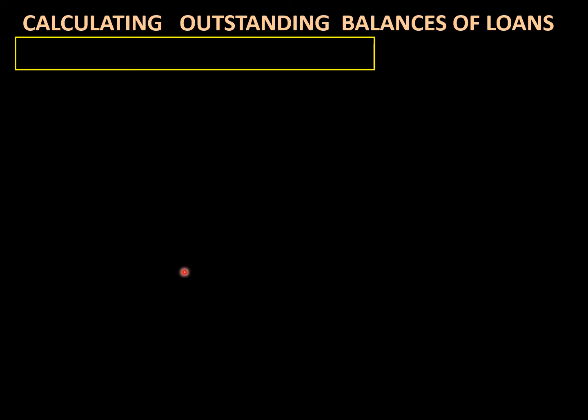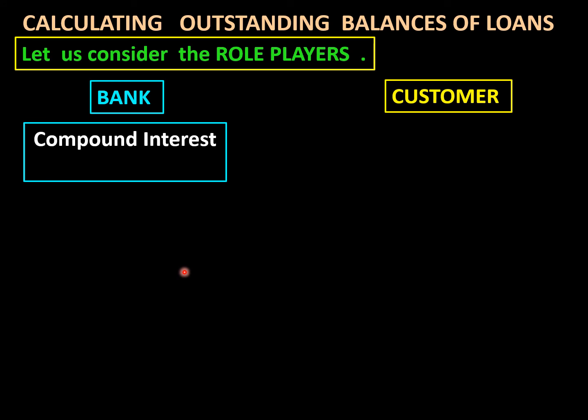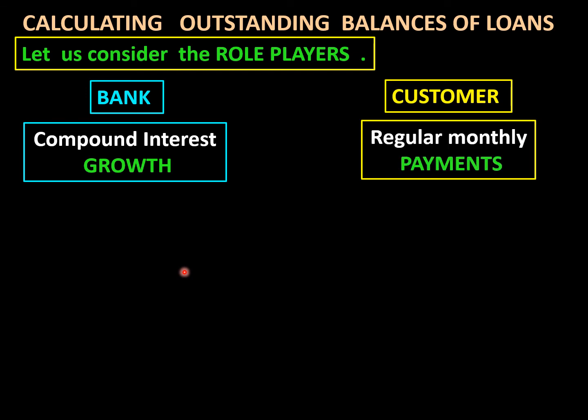Now let's actually look at the outstanding balance idea. Who are the role players here? There's the bank, and there's the customer, Angie. The bank wants interest, and that interest is compounded. It's compound growth. The customer has to make regular monthly payments. Then that is the growth of the bank's loan, so we'll just use our compound formula there.